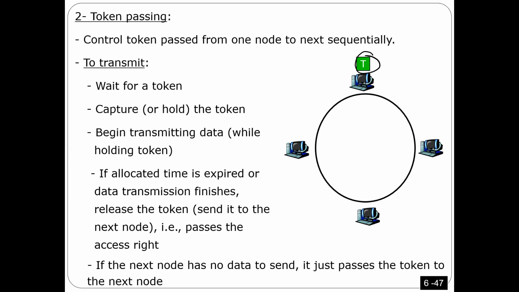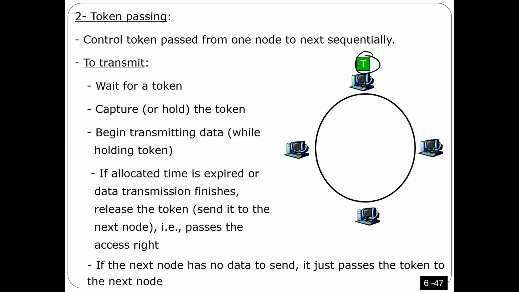So, for example, I'm going to make it very easy. This is a token. I have the token, so I can transmit. I'm done. No one else can transmit because you don't have the token. I'm done with transmission, so I'm going to transmit the token to her. Now she has the token, so she can transmit. Okay, you are done, please pass the token.